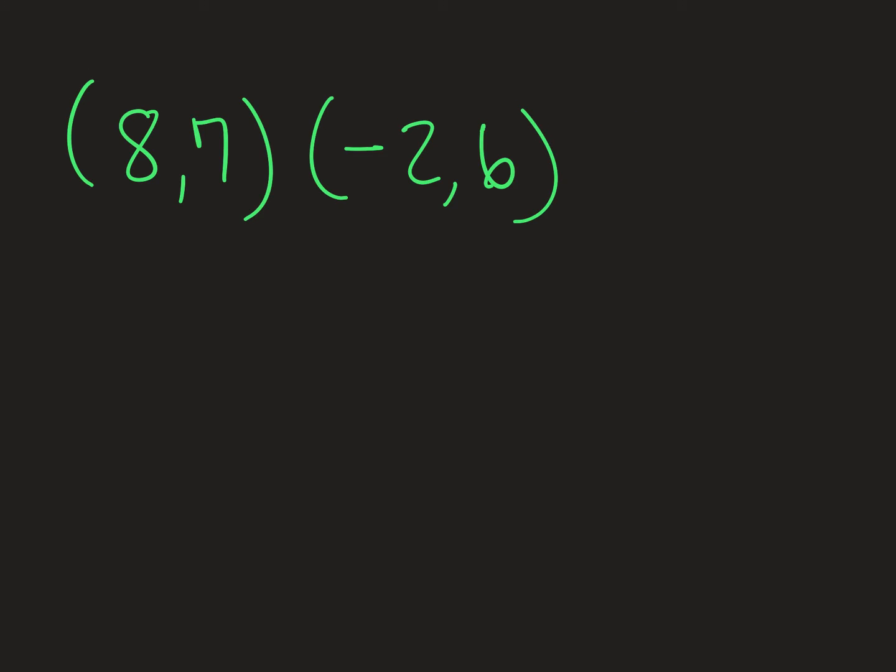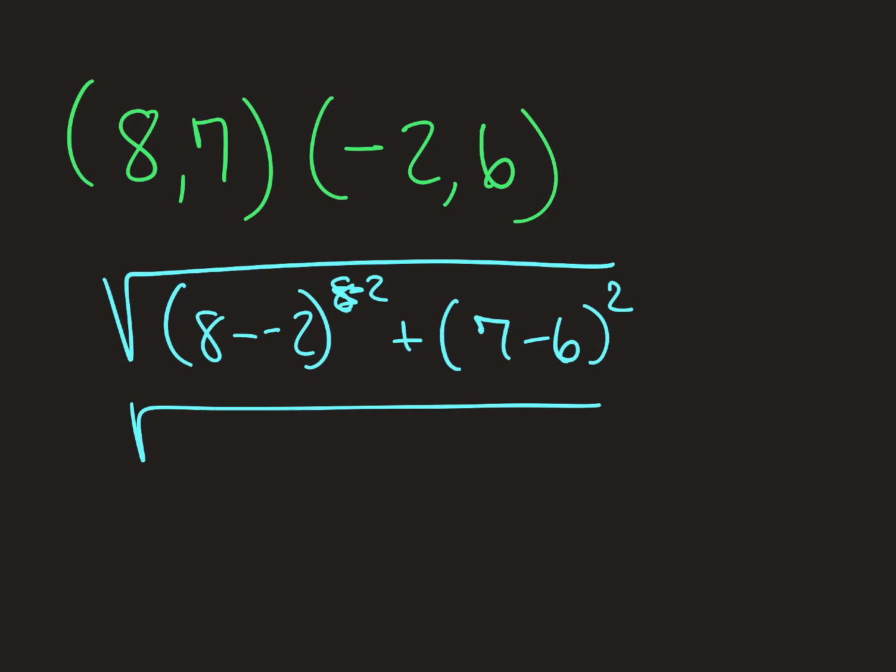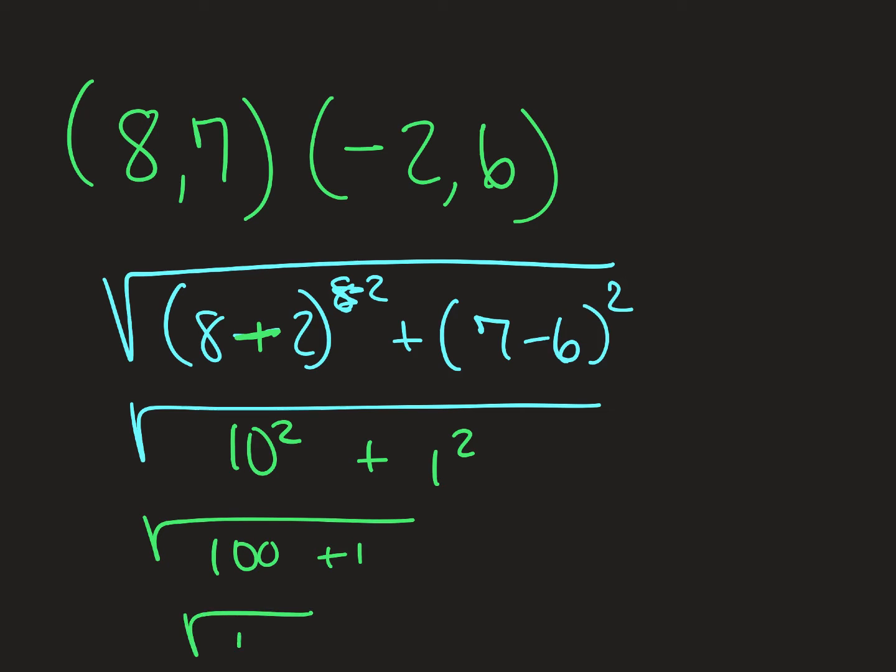All right, let's try this one. Big long square root. Subtract your x's. Oh, why did I put 8 there? 8 minus negative 2. Subtract your y's. 7 minus 6. 8 minus negative 2 is the same as 8 plus 2. 10 squared plus 1 squared. 100 plus 1 is 101. And I'm done. So when you have negatives, don't forget that if you have two negatives touching, then it's going to become a plus sign.